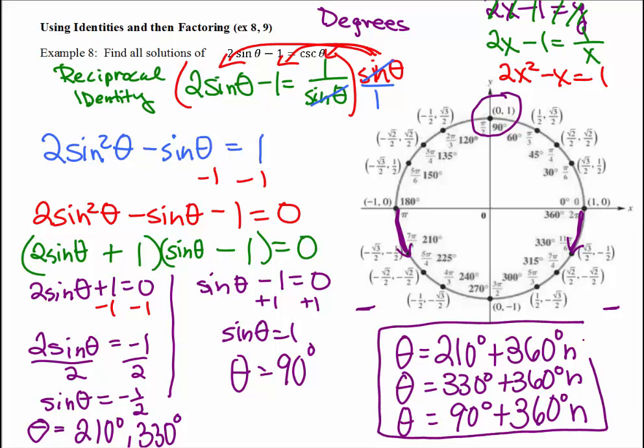So here we were looking for all possible solutions, so not only the 3 that we found on the unit circle, but then all coterminal solutions, and we do that by adding 360 n to the 3 solutions that we found.